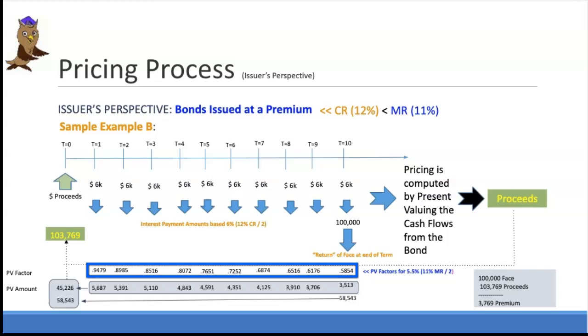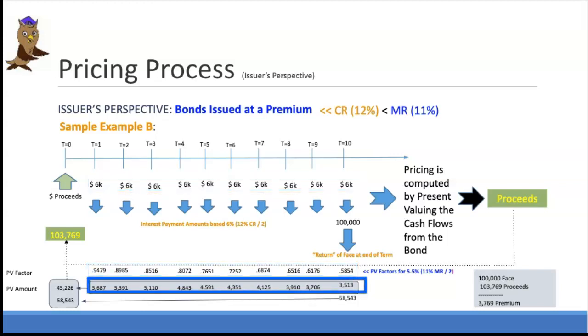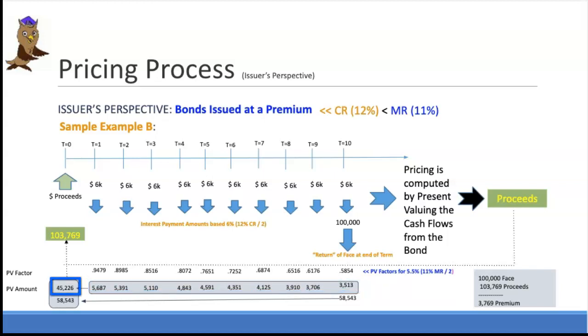Each is multiplied by its respective cash flow. The result is a PV amount for each period. Summing up the PV of the interest payments results in a total PV of $45,226. The PV of the face amount, also at 5.5% from t equals 10 back to t equals 0, is $58,543.